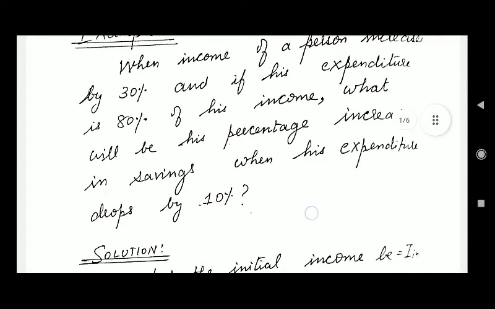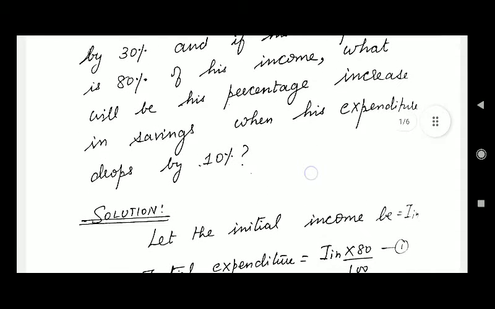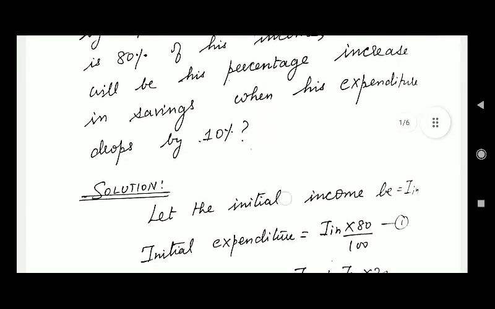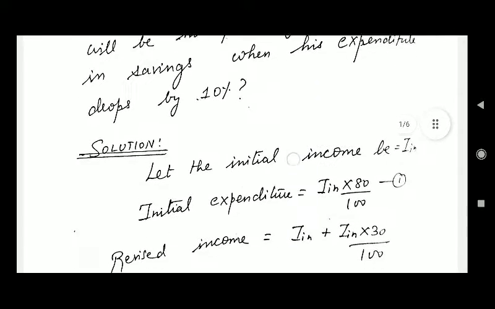So the question primarily asks that when there is a percentage rise in income and simultaneously there is a percentage drop in expenditure, what will be the percentage rise in savings? It is quite obvious that when income rises and expenditure drops, savings will be increased. We are going to find only that using the very conventional method.